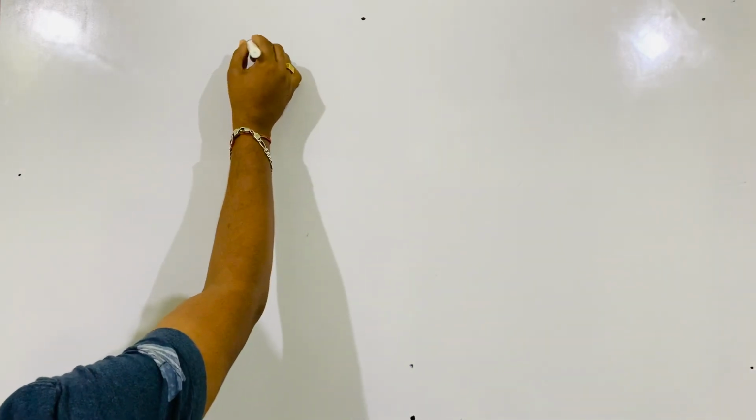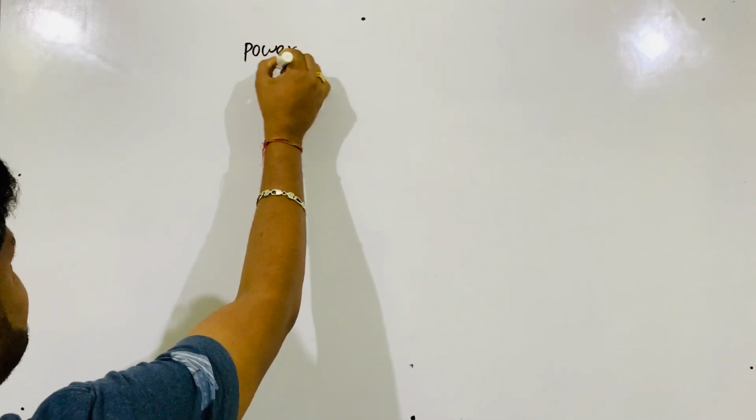Hello friends, welcome to lecture number 7 of alternating current. In the previous lectures, we discussed the transformer. But in today's lecture, I am going to discuss power in AC circuit. Power we'll discuss today, so let's come to discuss power.